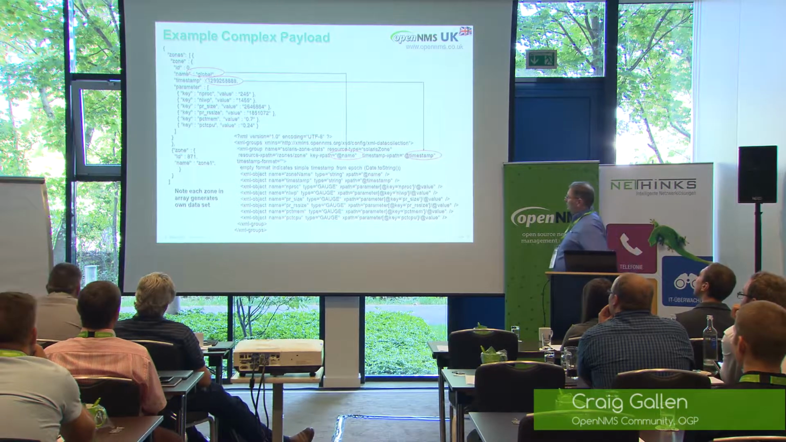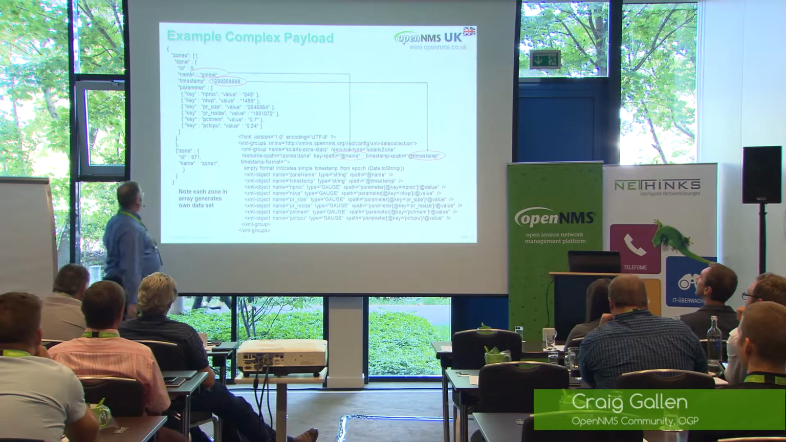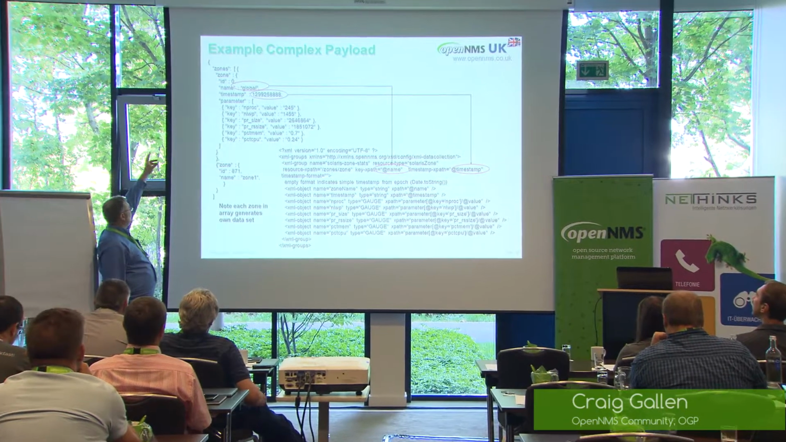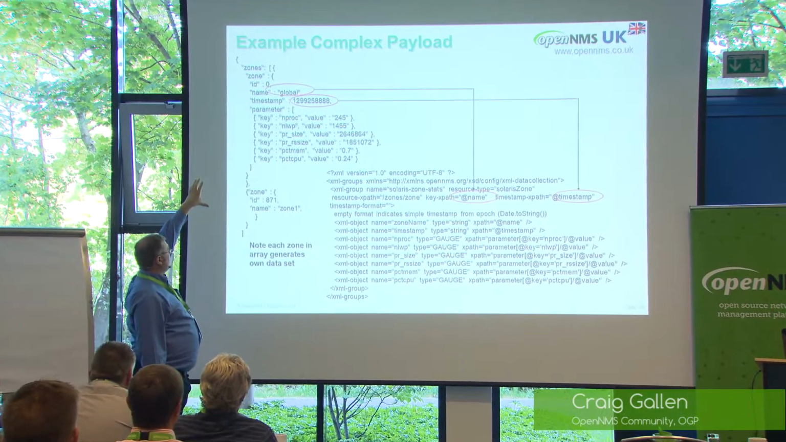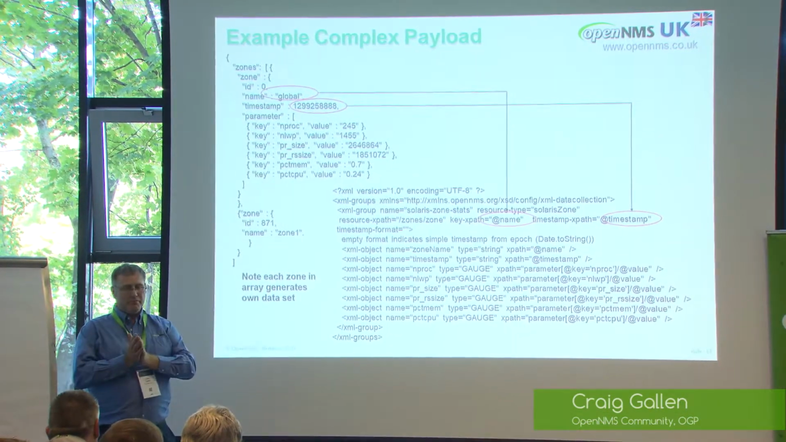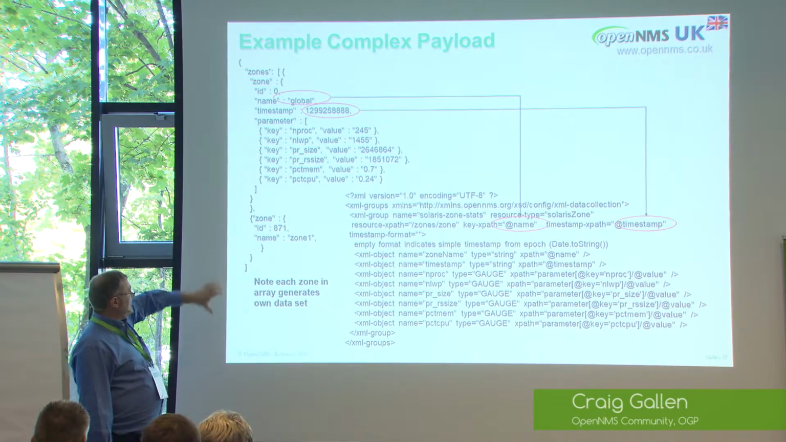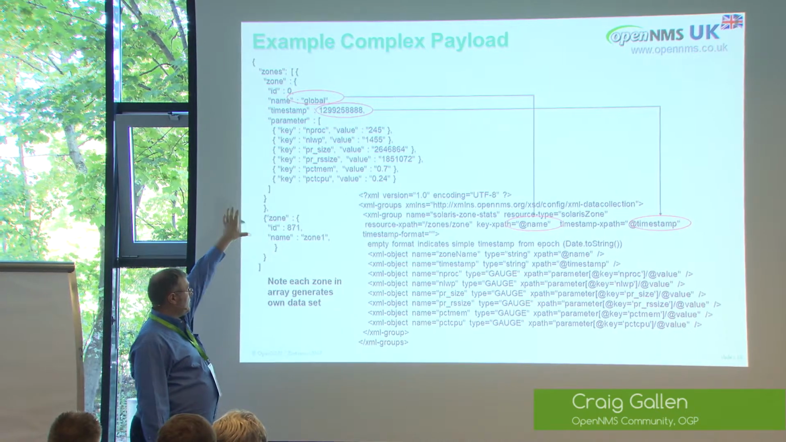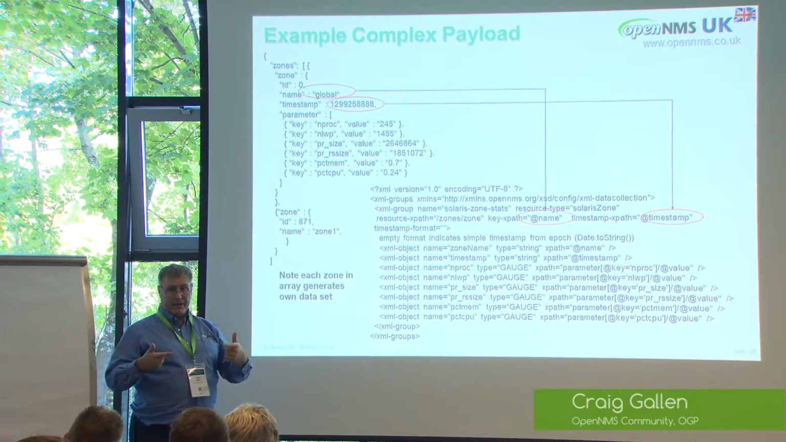So here's an example of a payload. This is the sort of thing you would get from a device. Basically it's a JSON message, zones, and it actually has an array. So again, you don't necessarily just receive one data set. You might receive multiple data sets in a message. In this case, you've got an array of messages that have come in from that device, and each one of those messages would separately be turned into data that's being put into OpenNMS.